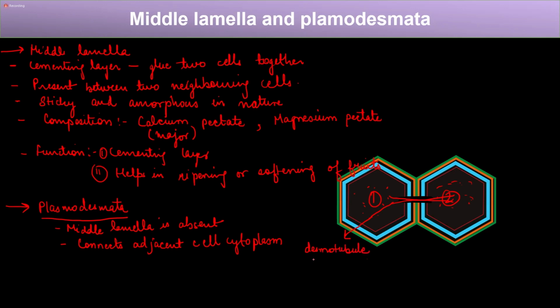And what is it made up of? It is made up of endoplasmic reticulum. So plasmodesmata is the region where the middle lamella is absent and it helps in connecting the adjacent cell cytoplasm, right? Okay, so this is what we saw about the middle lamella and plasmodesmata.